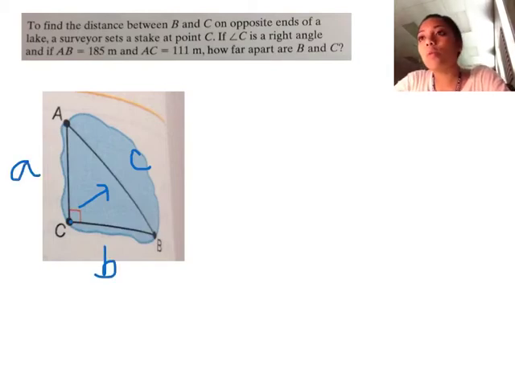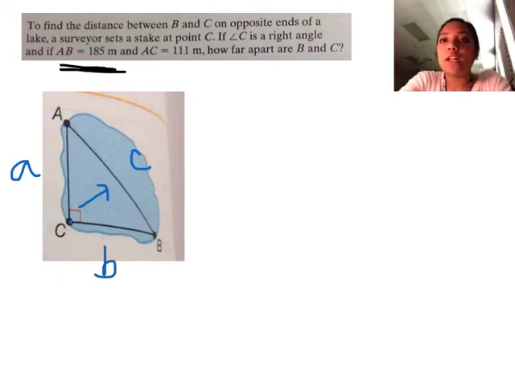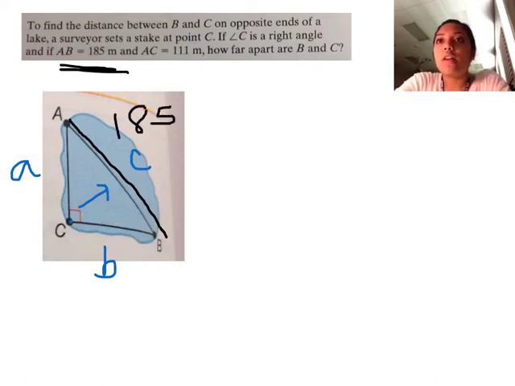It doesn't really matter which one's A or B, but you'll get the same answer either way. So if AB is 185, so AB equals 185. So here's A to B, so this is 185. If AC equals 111, line AC is 111. How far apart are BC?